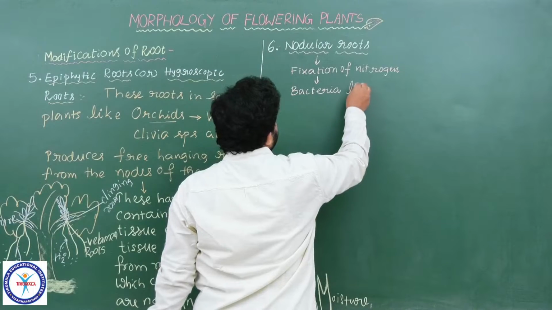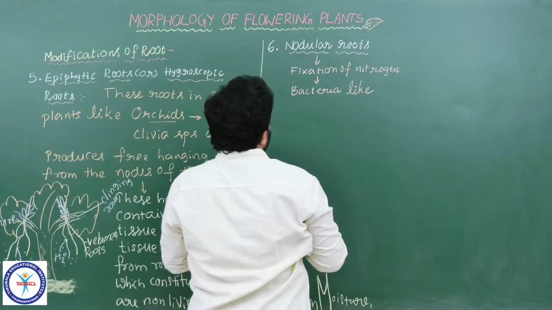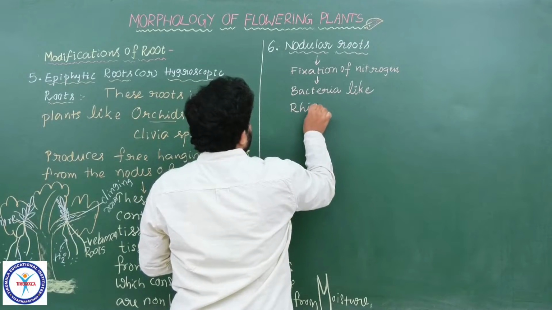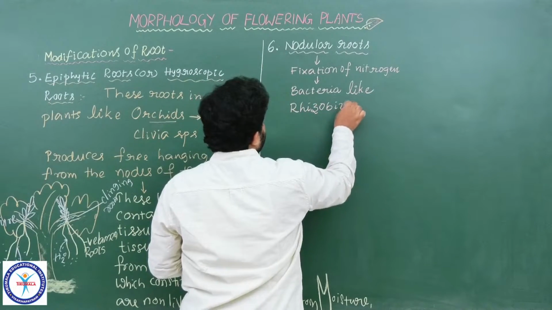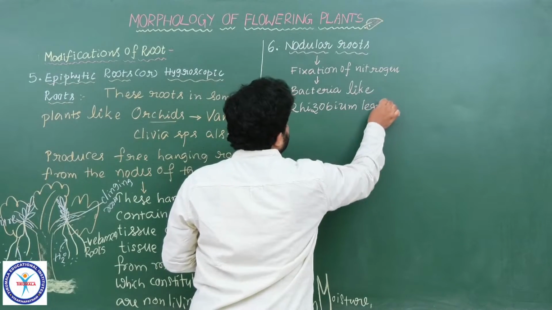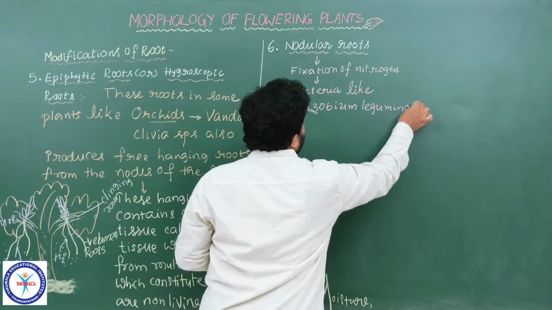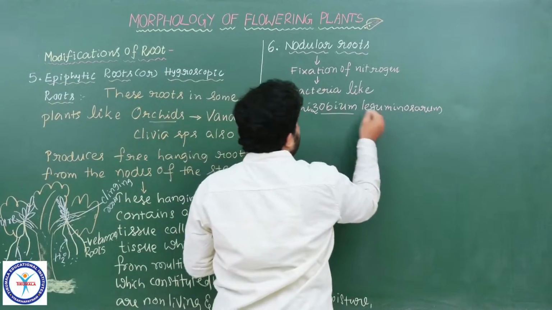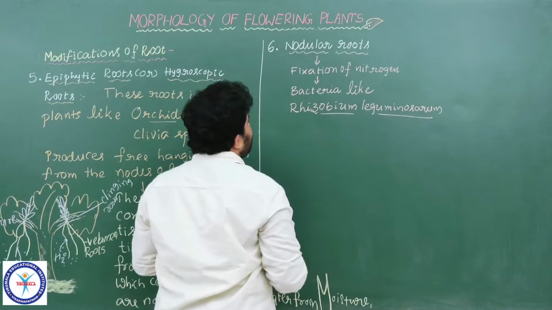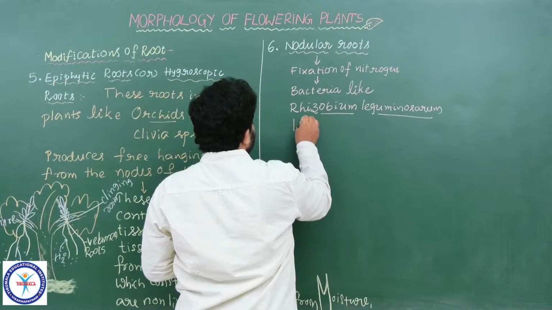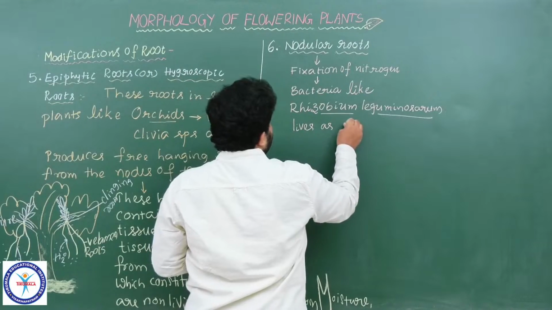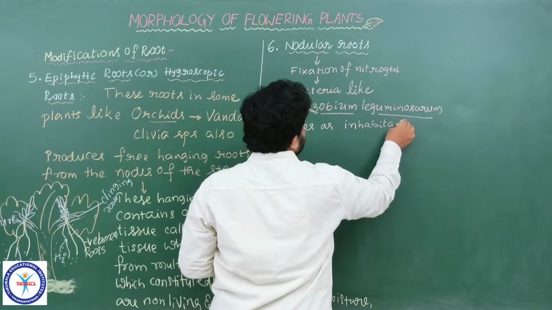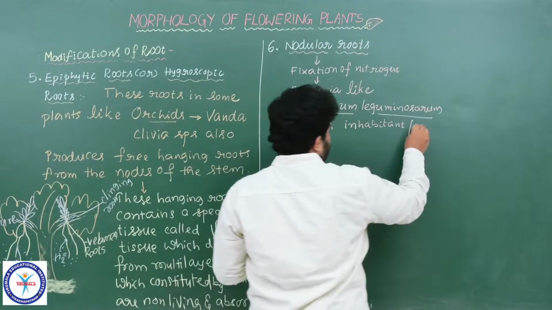Bacteria like Rhizobium leguminosarum. You please note down, students, it's very, very important. The bacterium Rhizobium leguminosarum lives as an inhabitant or symbiont.